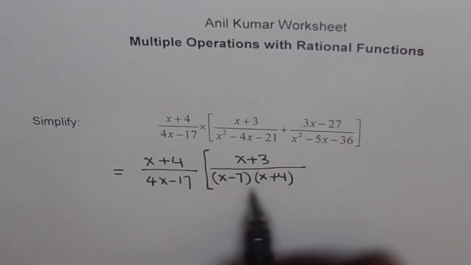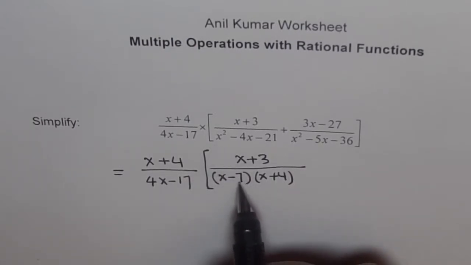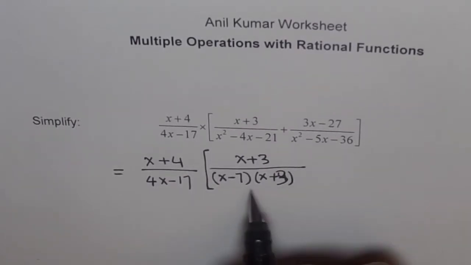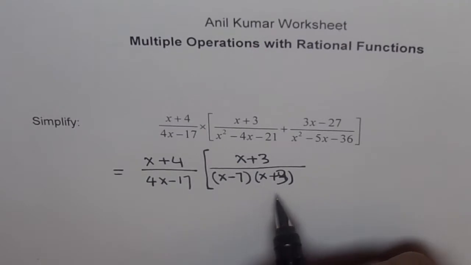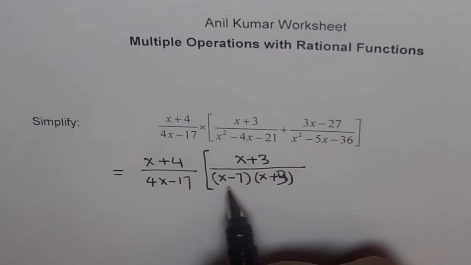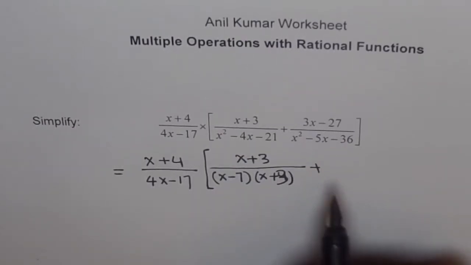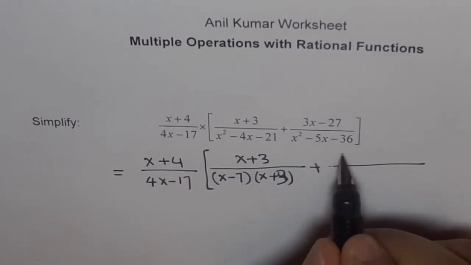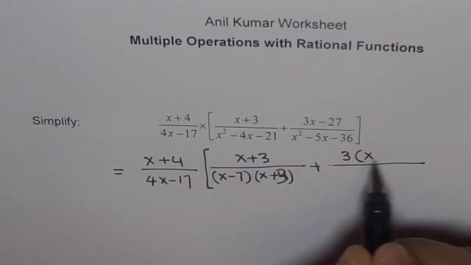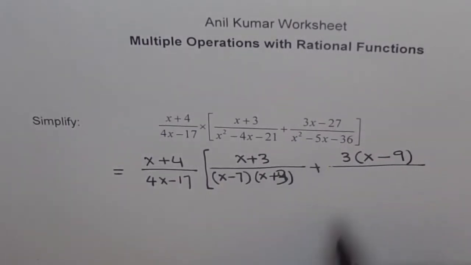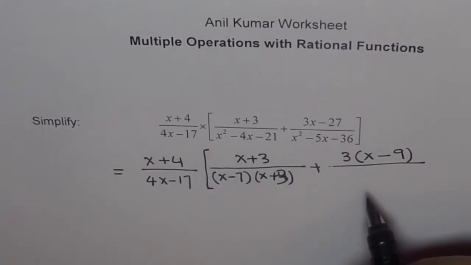Now it's a good time to check. You'll do x times x and get x squared, and you'll do minus 7 times 3. Oh, I wrote 4, but it's 3, right? 7 times 3 is minus 21, which checks out. And the middle value you get by adding these two, so you get minus 4x. Now here the numerator can be factored and you can take 3 common, and you get x minus 27 divided by 3 is 9.